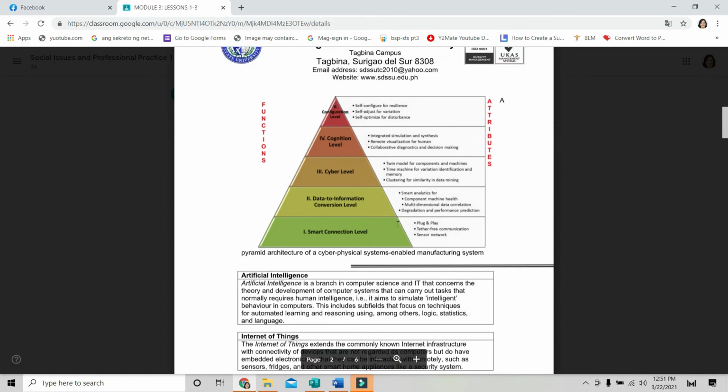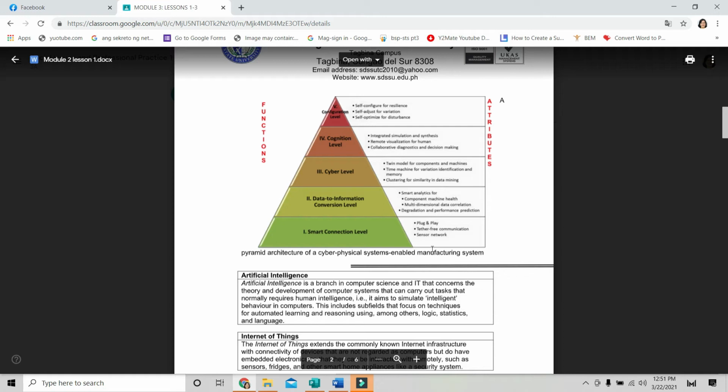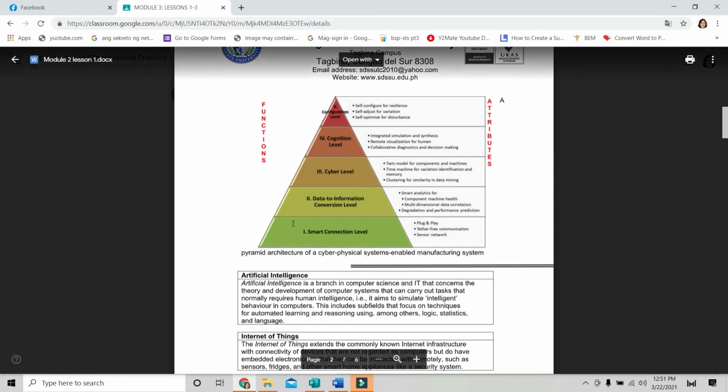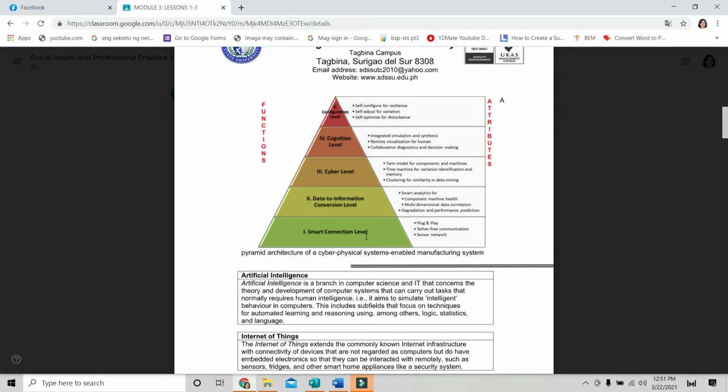And then we also have here the pyramid architecture of a cyber-physical system enabled manufacturing system. This is most likely how the architecture, or how the manufacturing is applied with automation or with a cyber technology manufacturing system. The first one is the smart communication level, wherein they can plug and play. This is more on the connectivity, and then we also have the data to information conversion level.